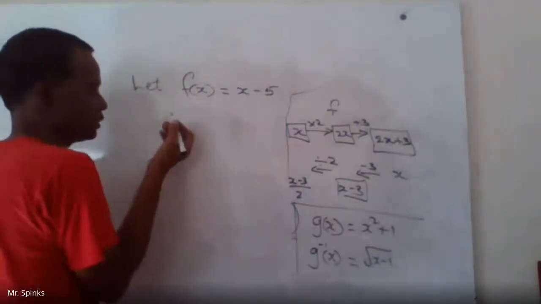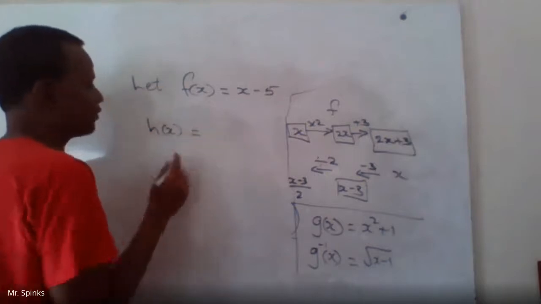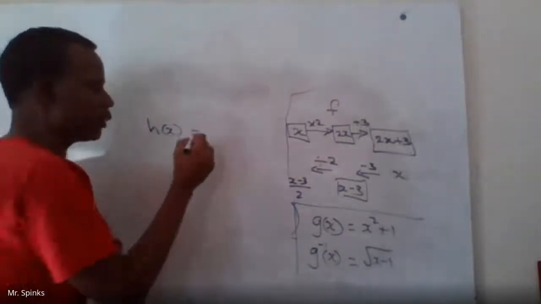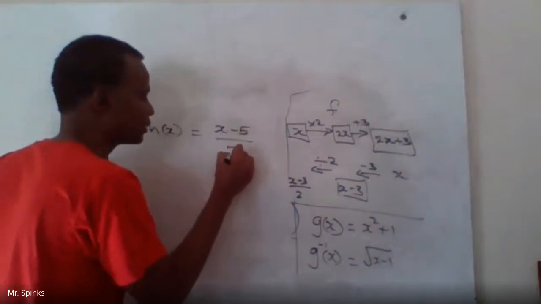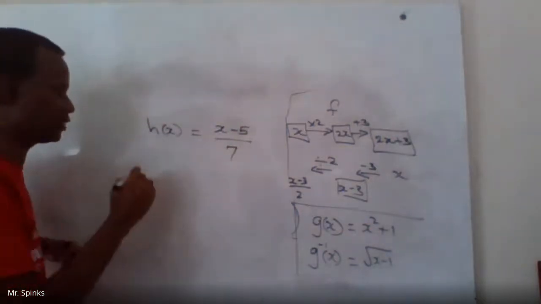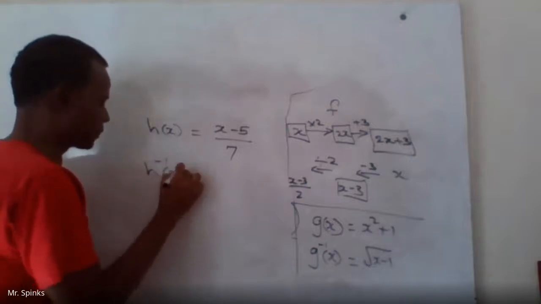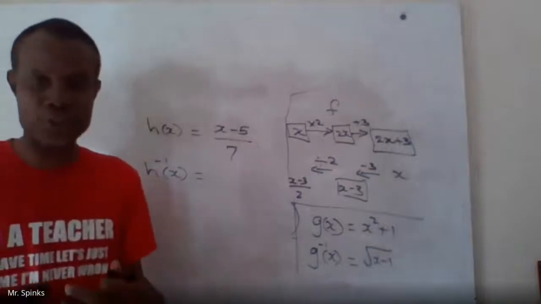Right? Let's suppose h of x. So we are given h of x this time equal to x minus 5 over 7, and you have to find h inverse of x. What is h inverse of x? Again, establish what is done first. Right? Read it out to yourself.